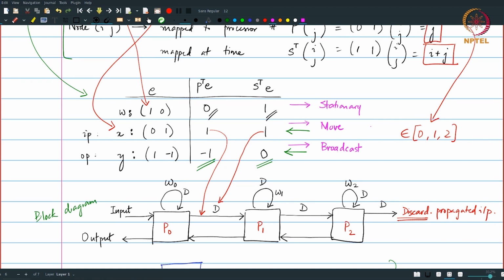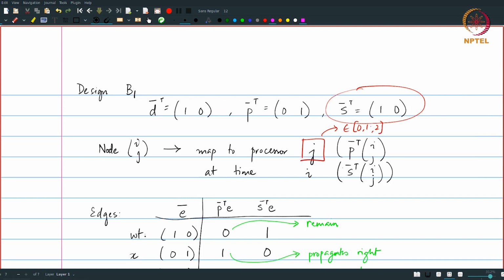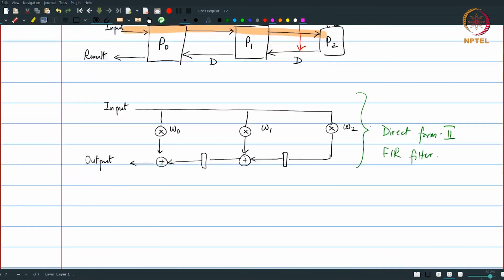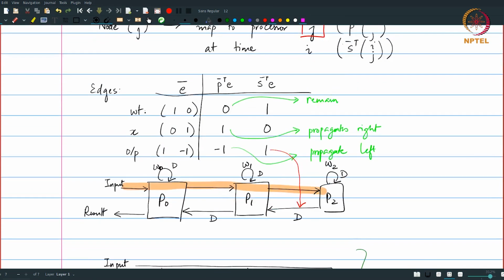In terms of VLSI architecture, these have very precise implications. Broadcast, for example, means that you need to have one long wire that goes all the way from one end to the other across all the processing elements. Whereas a move with a delay on it means that there is a short wire that connects one processor to the next. What does this mean for the direct form 2 architecture? Over here, what we have is the weights once again are stationary.